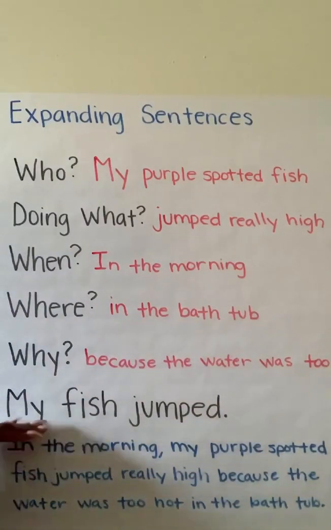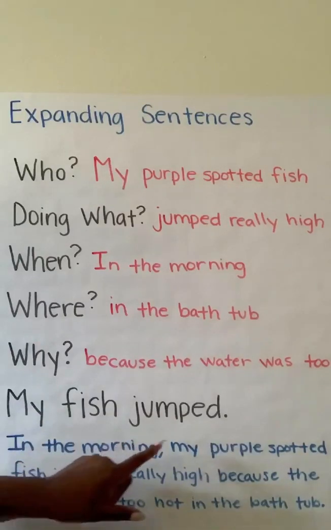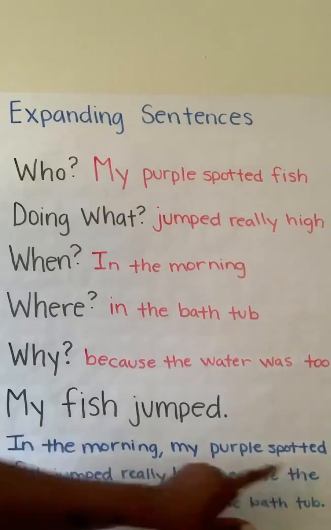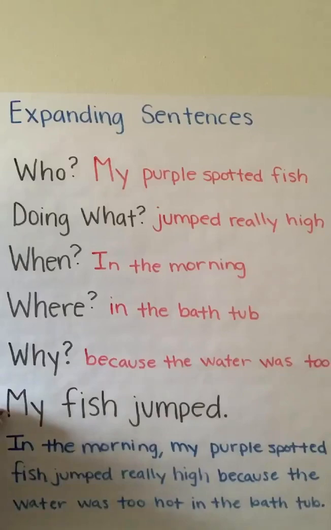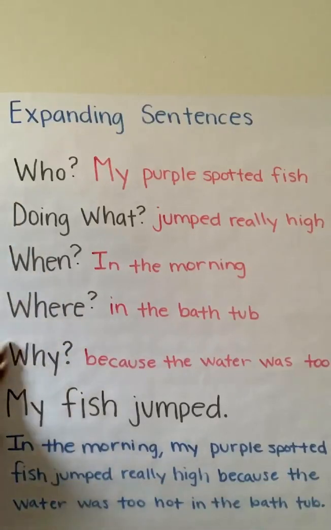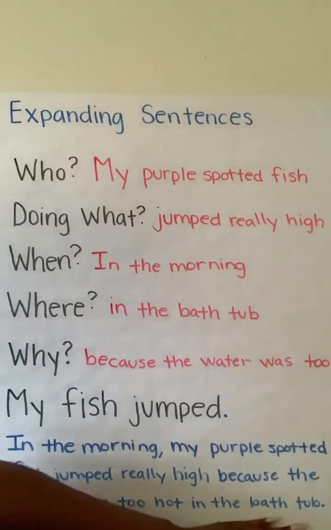So I just made my 1, 2, 3 word sentence into 1, 2, 3, 4, 5, 6, 7, 8, 9, 10, 11, 12, 13, 14, 15, 16, 17, 18, 19, 20. I took a 3-word sentence, added some details about the who, doing what, when, where, and why. It made into a 20-word sentence. How cool is that?